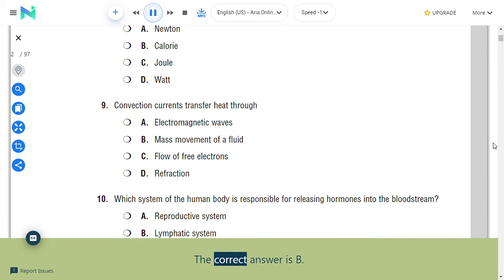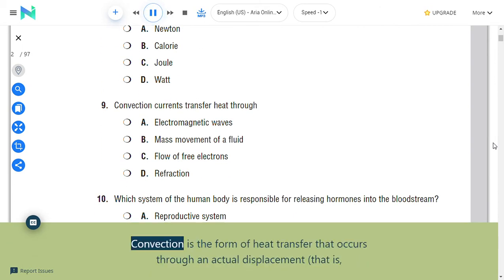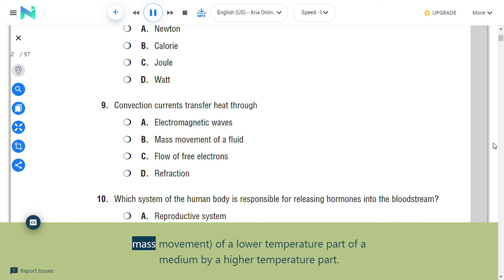9. The correct answer is B. Convection is the form of heat transfer that occurs through an actual displacement, that is, mass movement, of a lower temperature part of a medium by a higher temperature part.